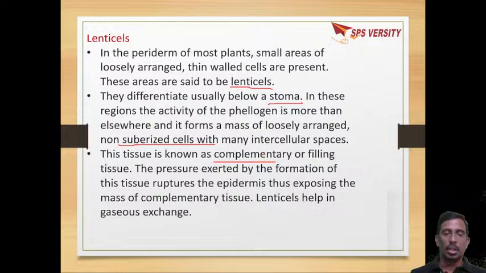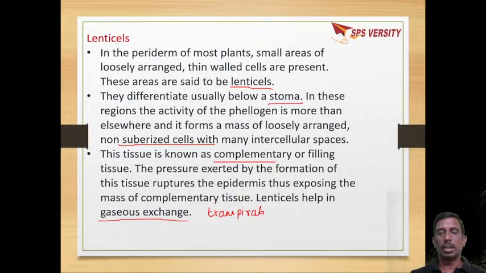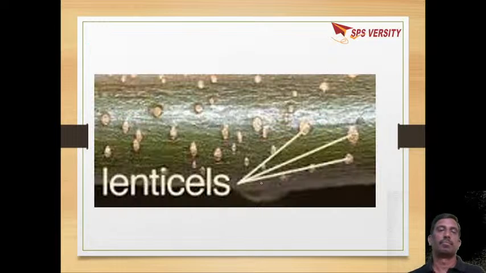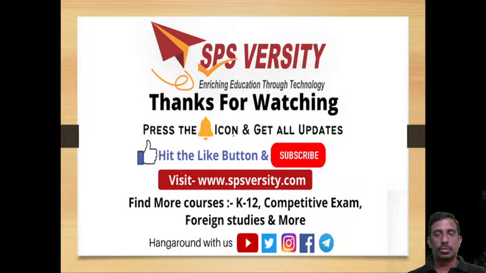Okay. Why are they loosely arranged? What is the reason for them being non-suberized? This helps in gas exchange and transpiration. So older stems में transpiration और gas exchange lenticels के द्वारा होता है. This is called lenticular transpiration. These are lenticels which are seen in older dicot stems.